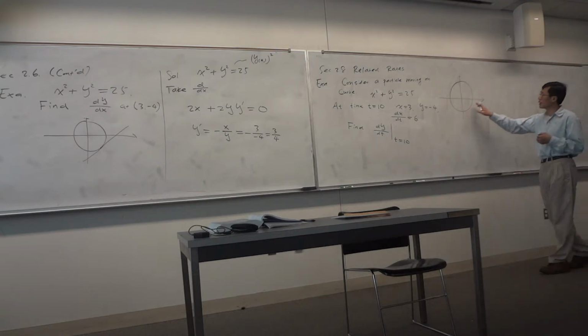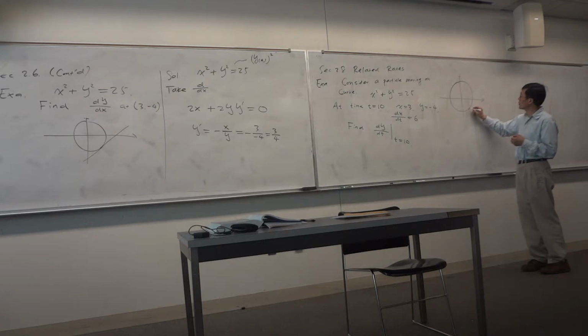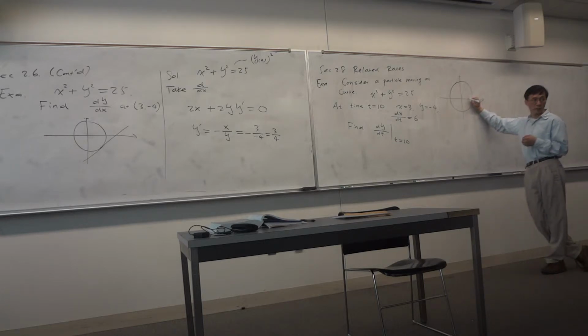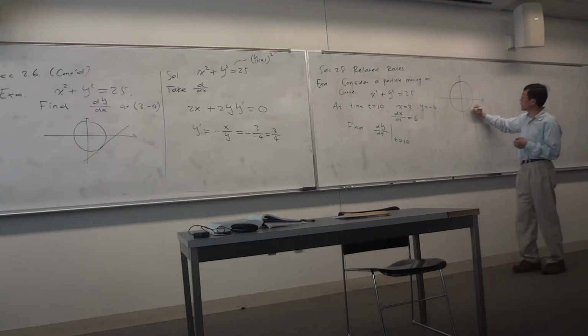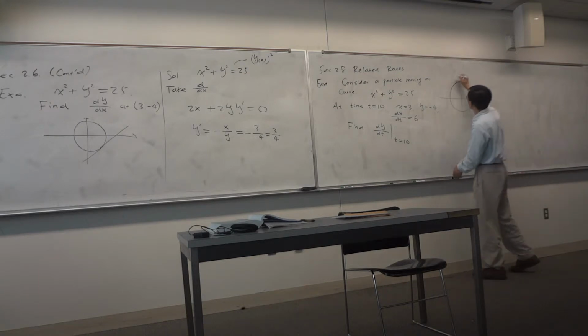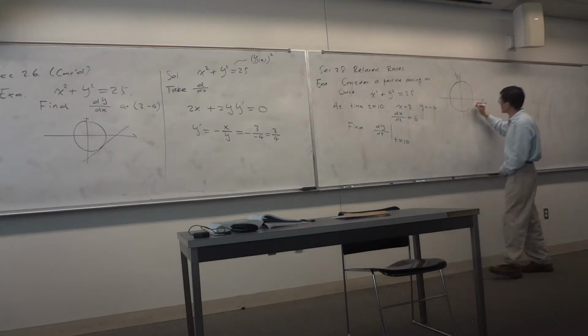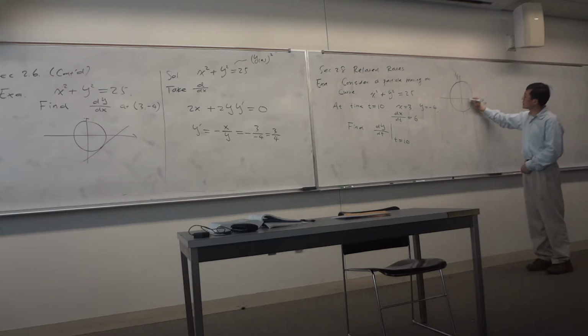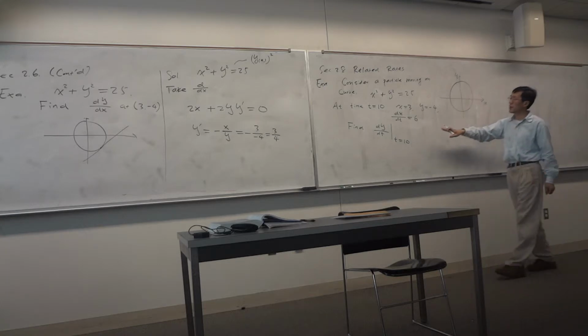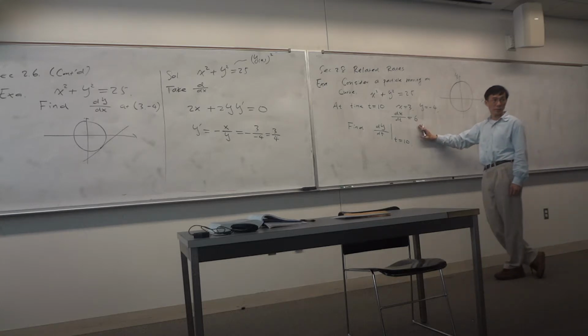That means when the particle is moving, if you look at the x component, or in other words, you project this particle onto the x-axis. This is the x-axis. This is the y-axis. The x component, the shadow of the particle on the x-axis, moves at this rate. Okay.